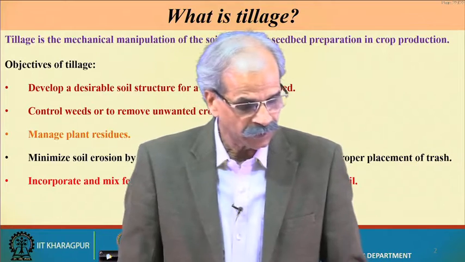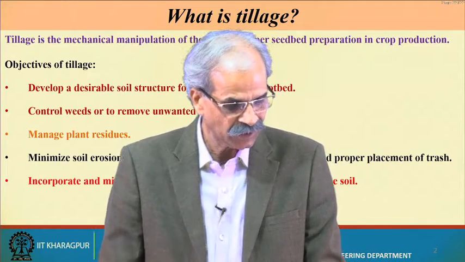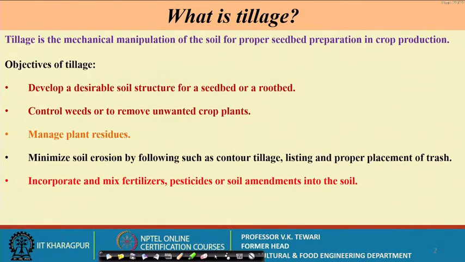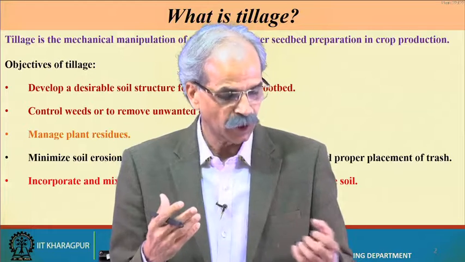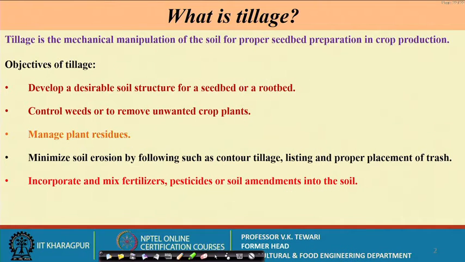Now, the objective of tillage is to develop a desirable soil structure for a seed bed or root bed, whether it is a seed to be put or a root crop to be sown. Next, to control weeds or remove unwanted crops. Yes, if we do this operation, definitely you can control the weeds, because although we do not sow the weeds, they grow on their own, and that is why if we have proper field preparation, the seeds will grow, but not the weeds.